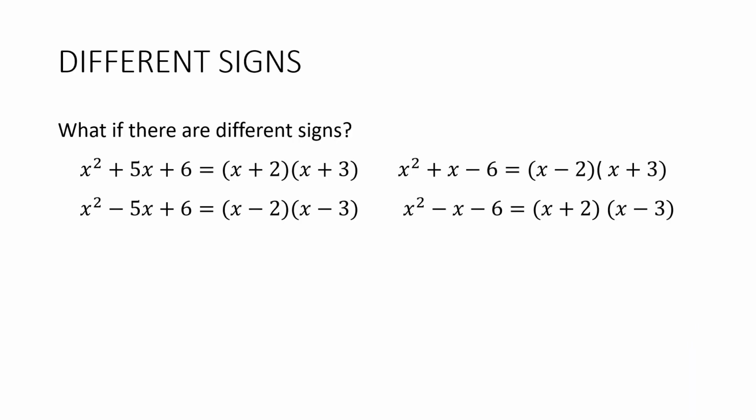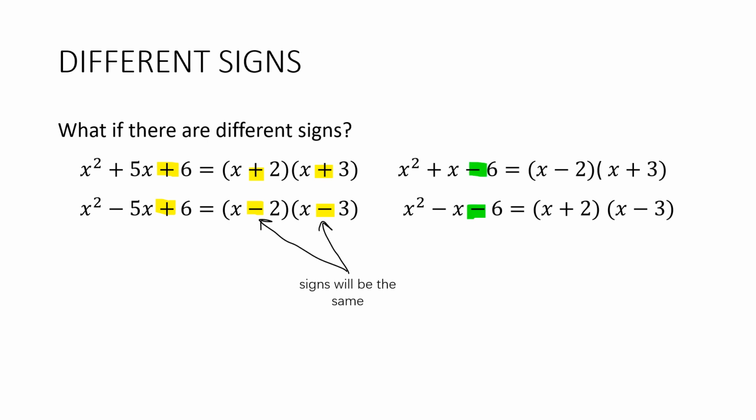Now, so far, we've only done questions like this. But what if there are different signs, like this, or this, or this? These two are very similar, and these two are very similar. I'm going to show you why. The key is this final sign here. In this case, it is telling me that the signs in the brackets are going to be the same, because the only way to get positive 6 is with 2 pluses or 2 minuses. And in this case, looking here, they're going to be pluses, and in this case, they're both going to be minuses. All right, so signs will be the same.